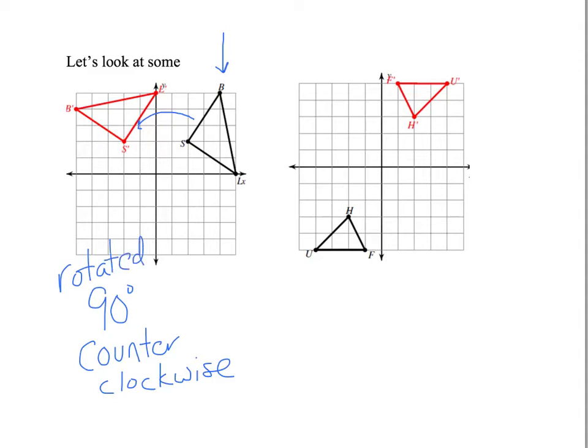For the second one, I start with the shape in the bottom left, and I went 1, 2, which would be a half turn, so that's 180 degrees. And did I go clockwise or counterclockwise? Well, here's the interesting thing about 180 degrees. It doesn't matter the direction. So this was rotated 180 degrees.